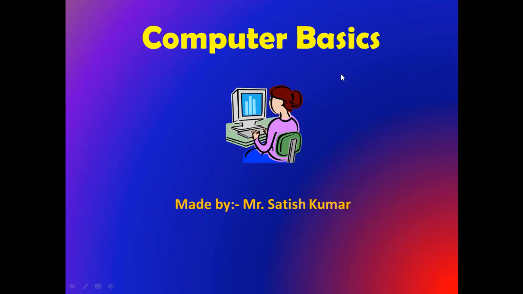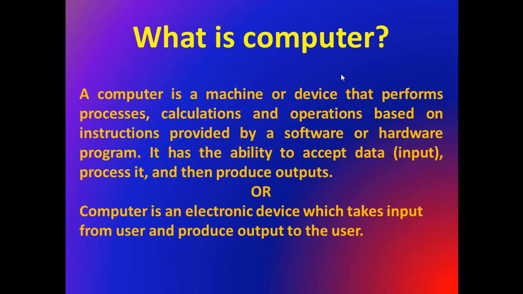Let's begin. What is a computer? A computer is a machine or device that performs processes, calculations, and operations based on instructions provided by a software or hardware program. It has the ability to accept data, process it, and then produce outputs. In simple words, you can also say a computer is an electronic device which takes input from the user and produces output to the user.